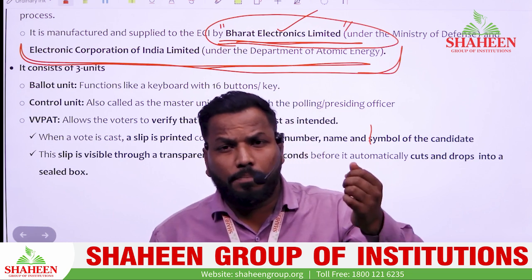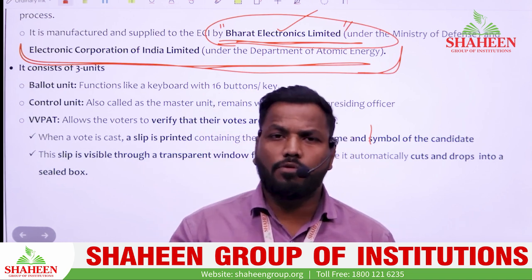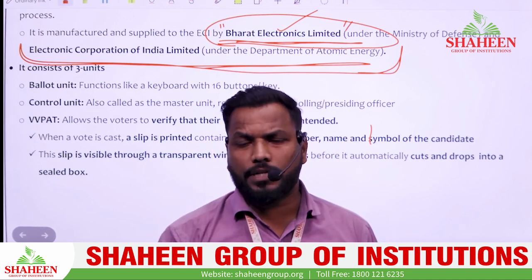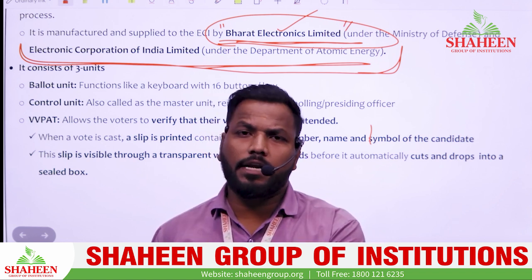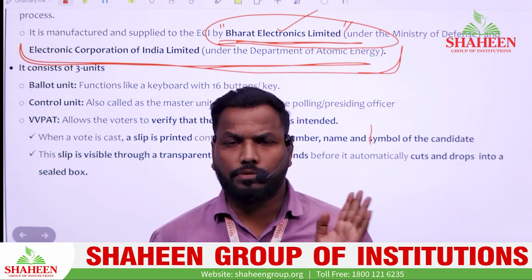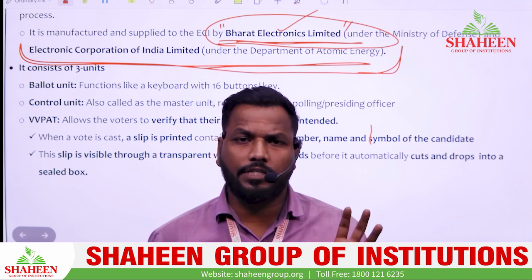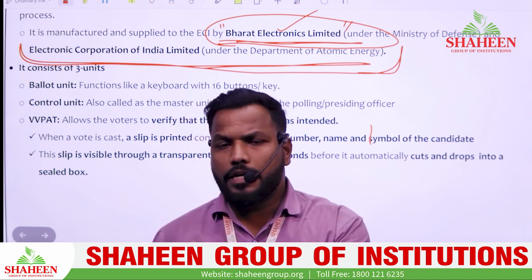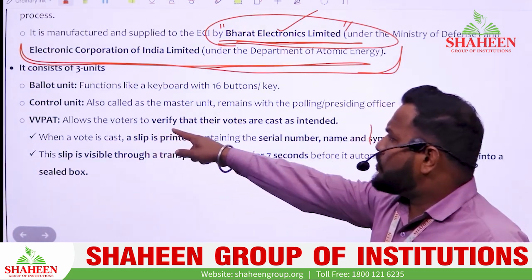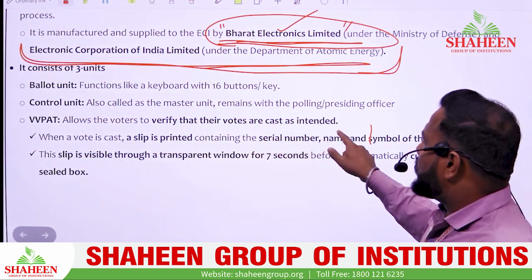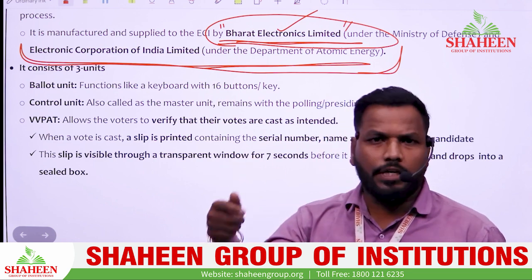That is the proof that I have cast a vote to that particular person. So I got confirmation that yes, my vote is directly going to the same person without any doubt. So that is the clarification. VVPAT gives you clarification that yes, the machine is working properly. VVPAT allows the voters to verify that their votes are cast as intended. My intention is to cast a vote for a person and it is working in a proper way.